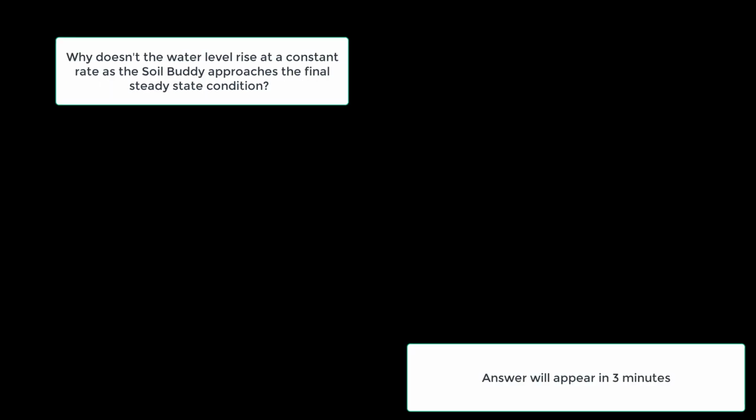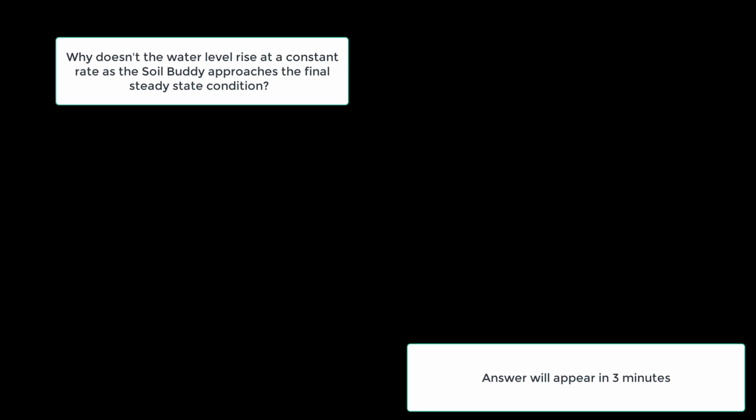Okay, you're going to have to believe me or look very carefully at the video, but the water level in the body of the soil buddy rises fairly quickly at first, and then it rises more and more slowly through time. And this is because you're supplying the soil buddy itself with a constant flux of water. You're slowly increasing the gradient across the sponge.